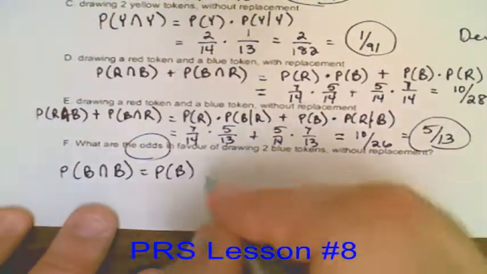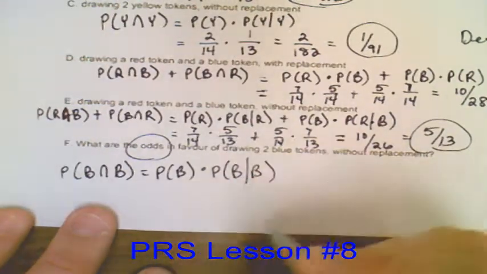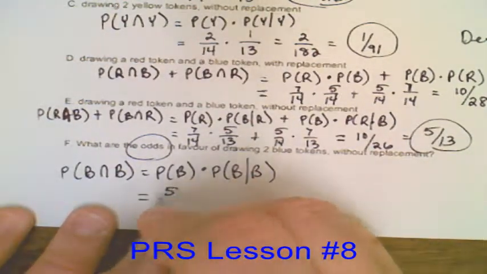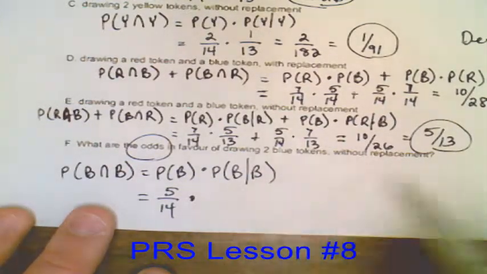Now the only thing that happens is, what are the odds? Now I've suddenly said odds. Oh goodness, you got to watch for that. What are the odds in favor of drawing two blue tokens without replacement? So I'm not replacing them.